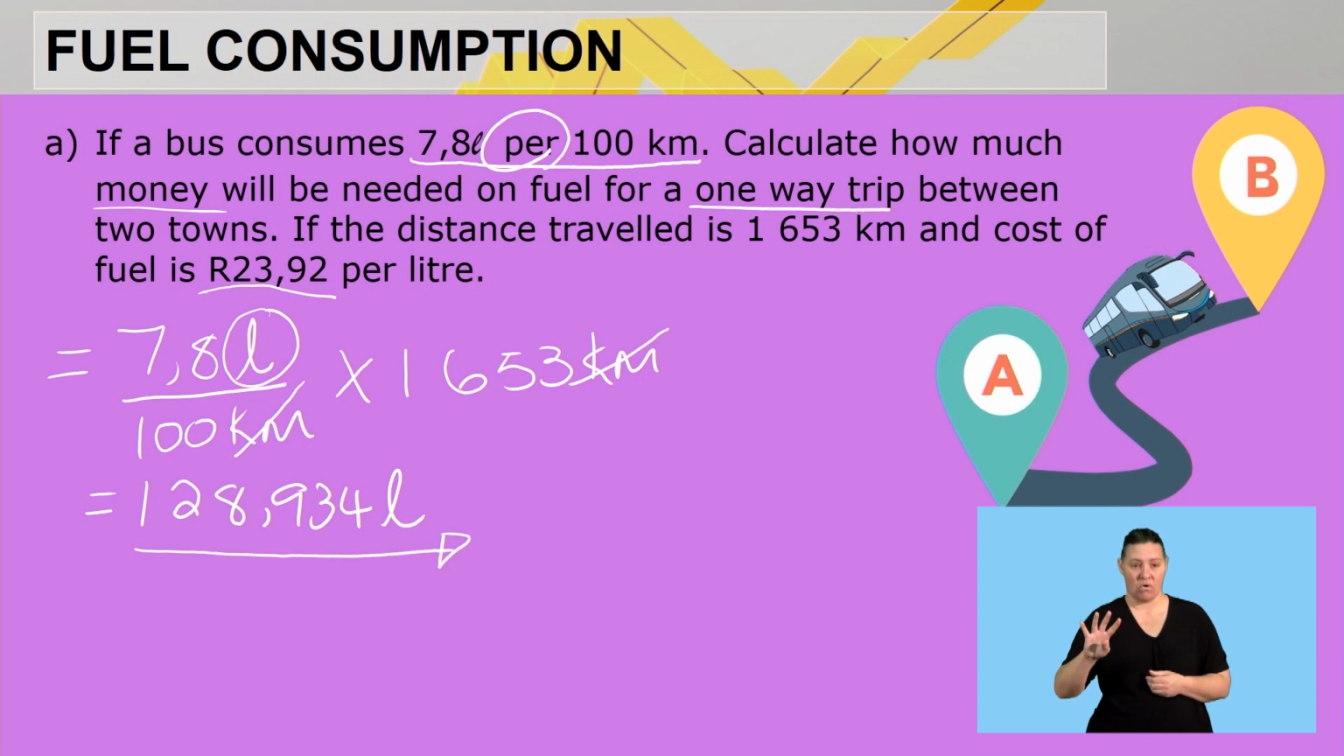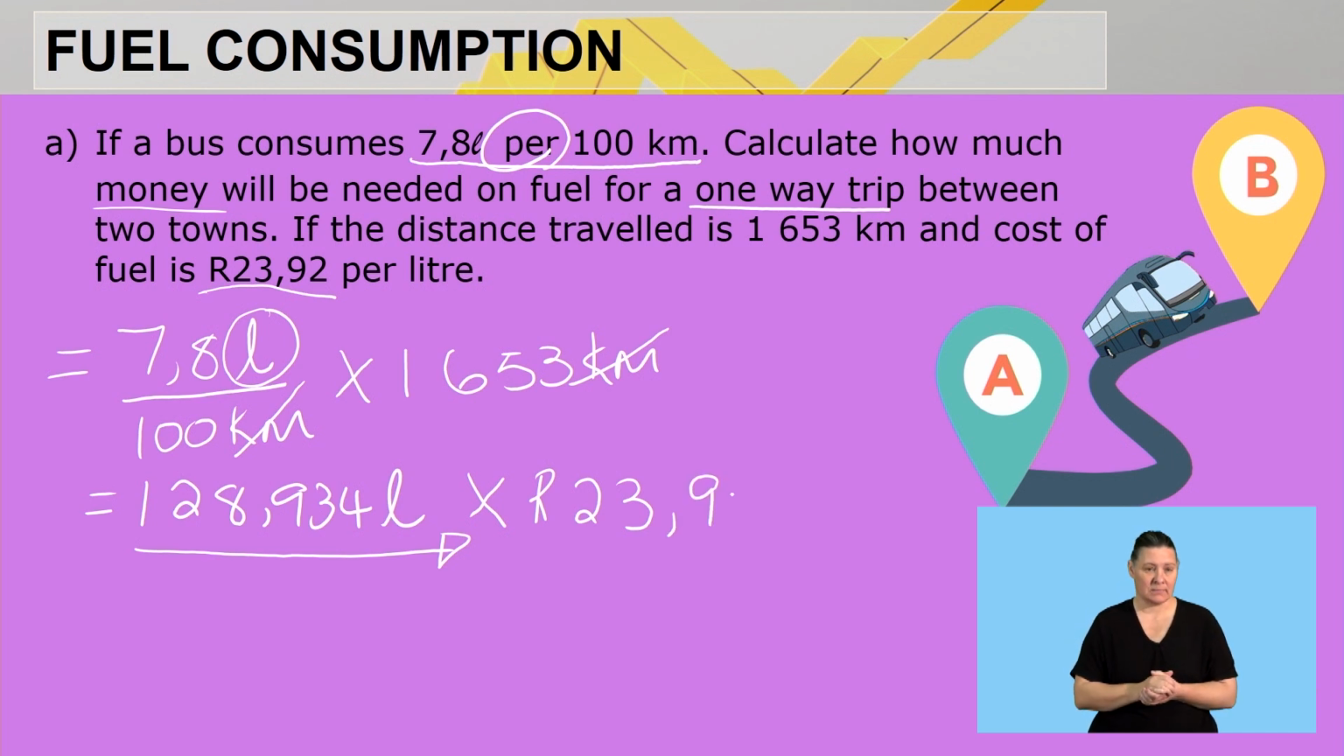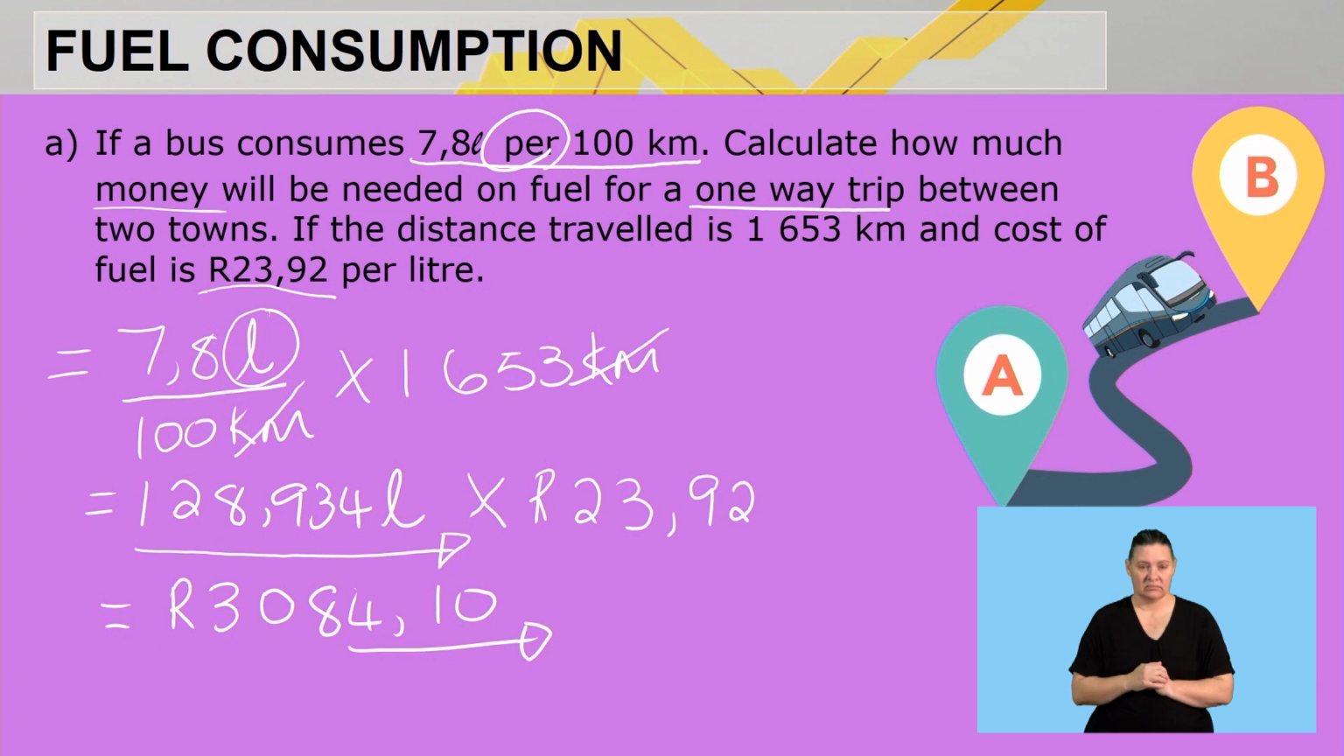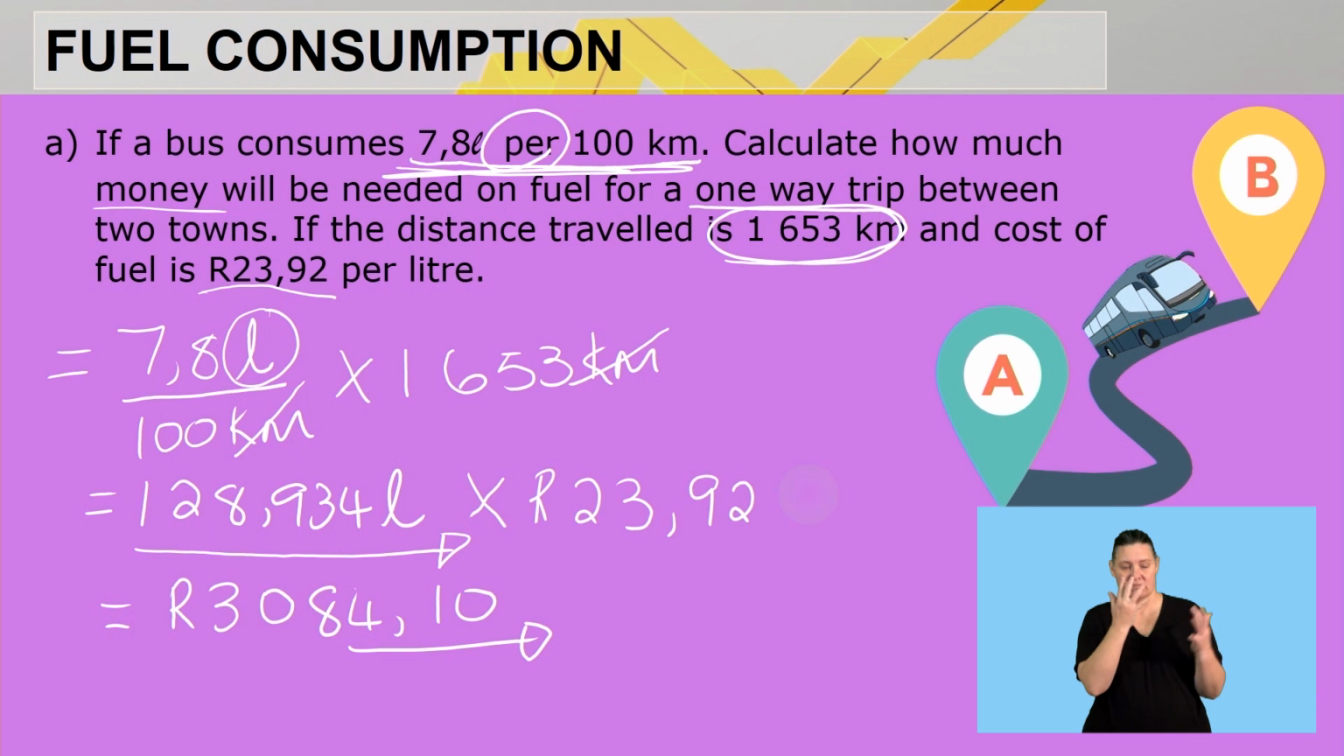Now the cost of fuel: you take this number of liters that we need, then multiply by the cost of fuel per liter. So we have 23.92 cents multiplied by 128.934 liters. We are going to need 3,084.10 cents. This is the amount we are going to need to travel 1,653 kilometers using this consumption in this car or bus.